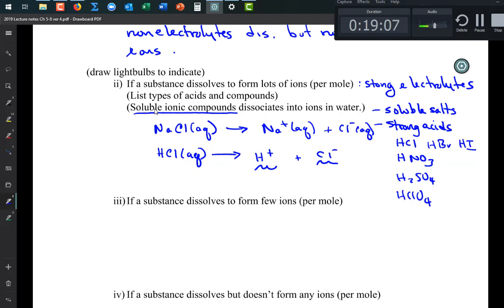Sodium chloride, when I take NaCl and I put it in water and I stir it around, there's no NaCl left in the solution. It's all sodium ions and chloride ions, and they're all floating apart from each other. Okay.